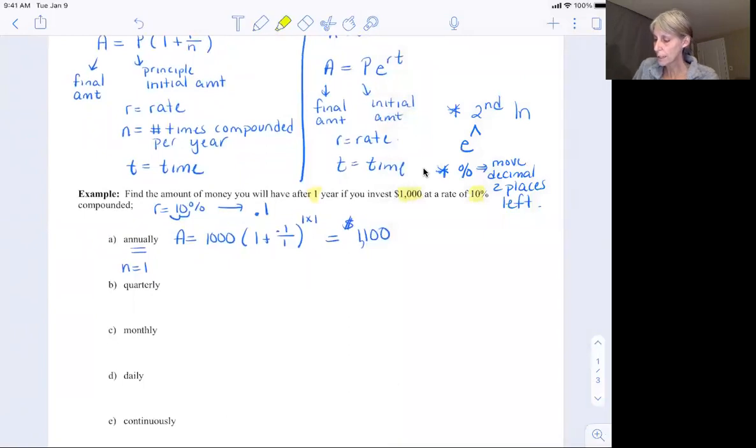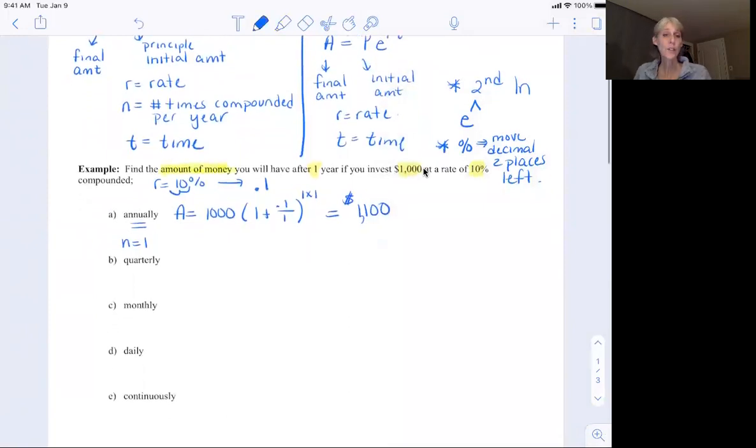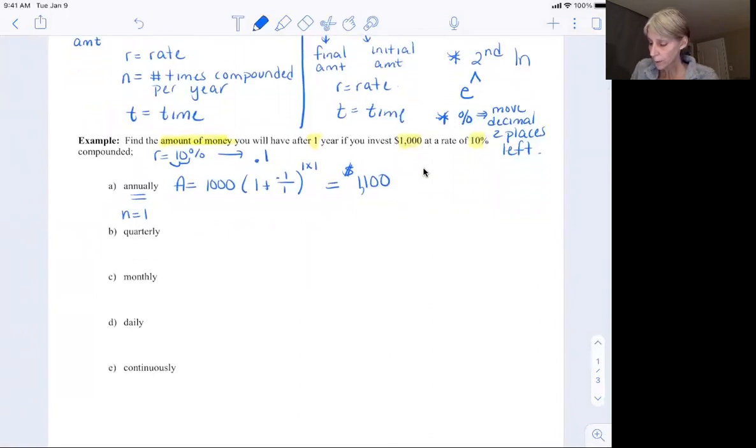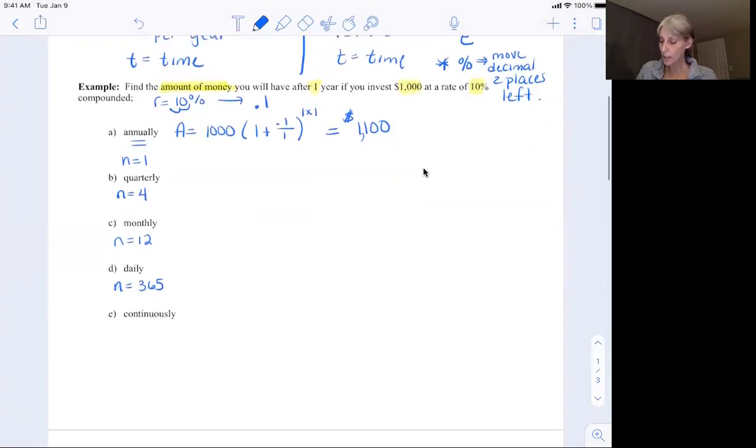In these examples, we're dealing with the amount of money we're going to have, not the interest. The interest was $100, but the amount of money we're going to have is the end result. Quarterly, you're going to set up the same formula with N equals 4. Monthly, same formula with N equals 12. Daily, same formula with 365. Now continuously: when we see the word continuously, we jump to the A equals P e to the RT formula.